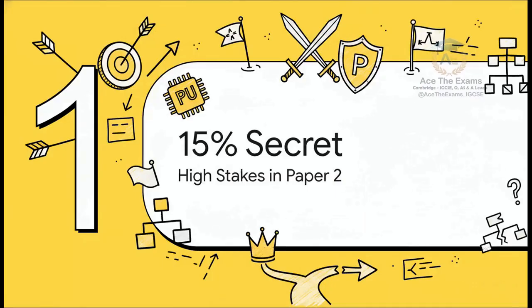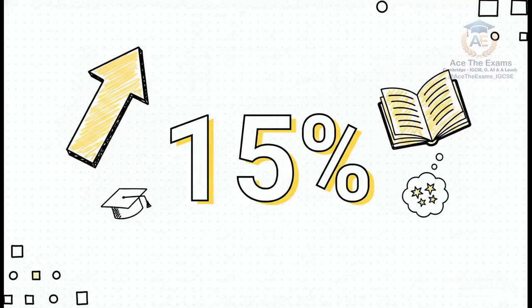Section 1, the 15% secret. Let's look at the absolute high stakes in paper 2. We are diving straight into section 11.1, programming basics, and specifically the absolute essential skill of implementing pseudocode from flowcharts. Why are we zeroing in on this? Because this single topic accounts for a massive 15% of your total marks in paper 2.